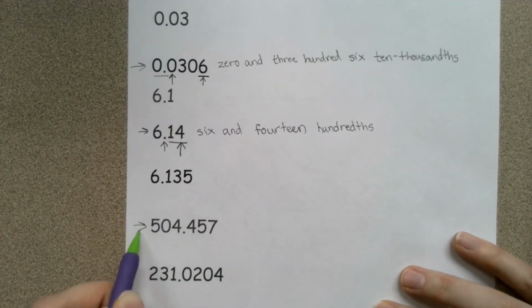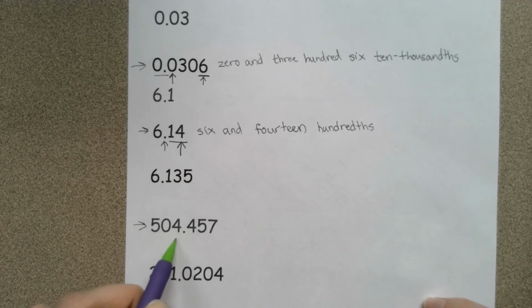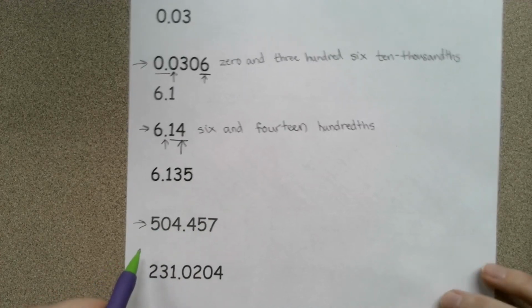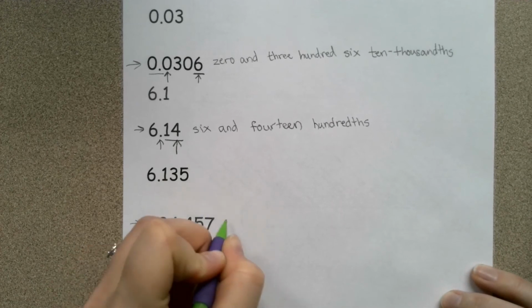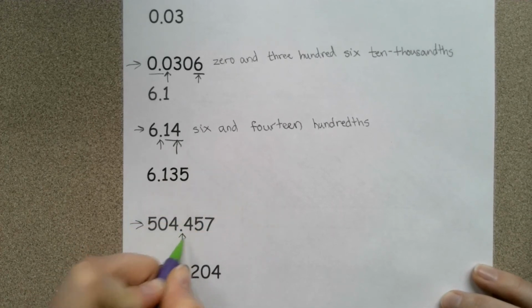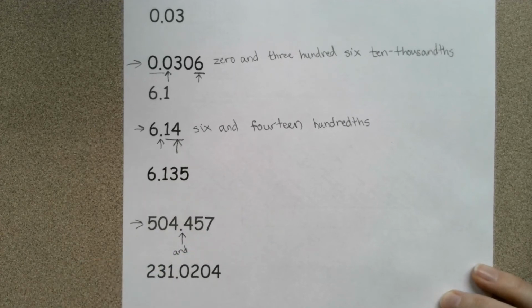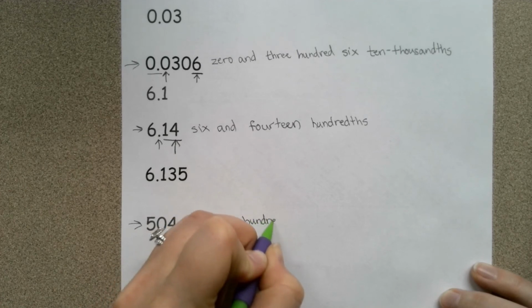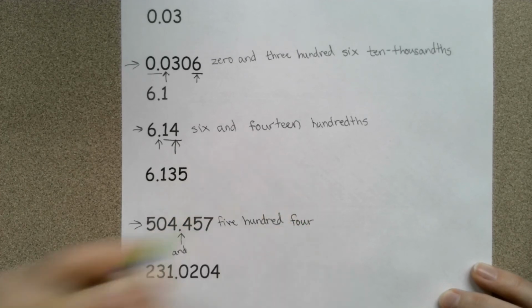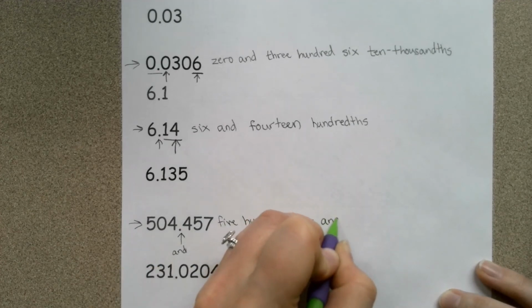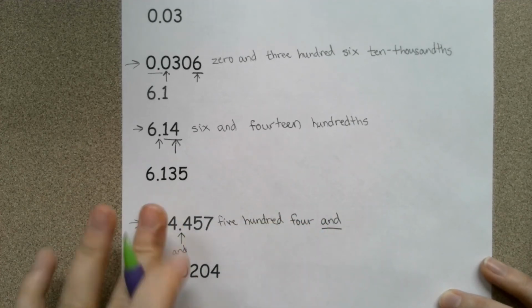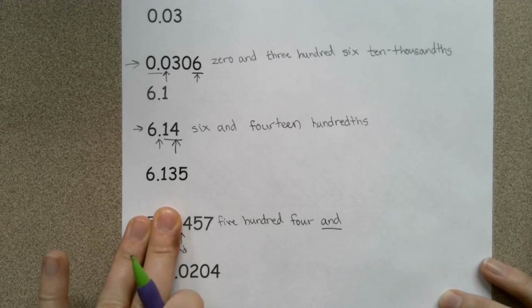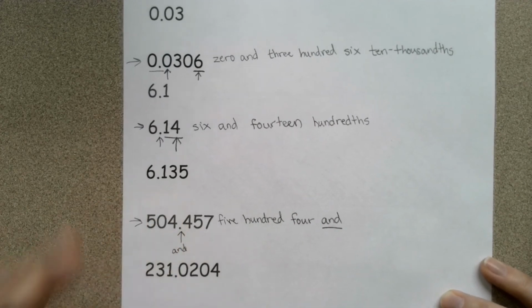If we look at this one down here, we have to be really careful, because we have more than just the ones place. We have the ones, the tens, and the hundreds place, and the tenths, hundredths, thousandths place. So down here, we would read this as 504. Again, the decimal is the only time we say and. So it's 504 and, because that's our decimal, and then we read the part to the right of the decimal as if it weren't a decimal at all. 457.